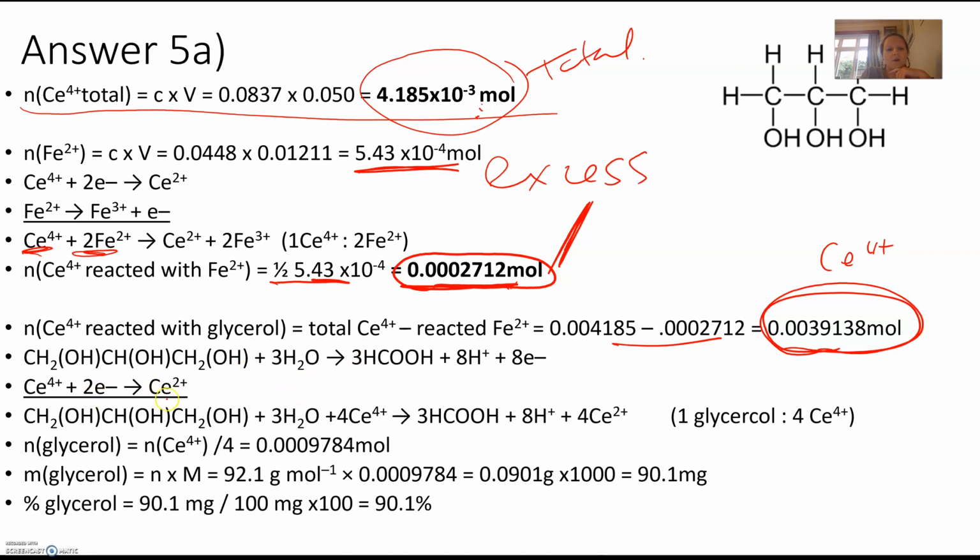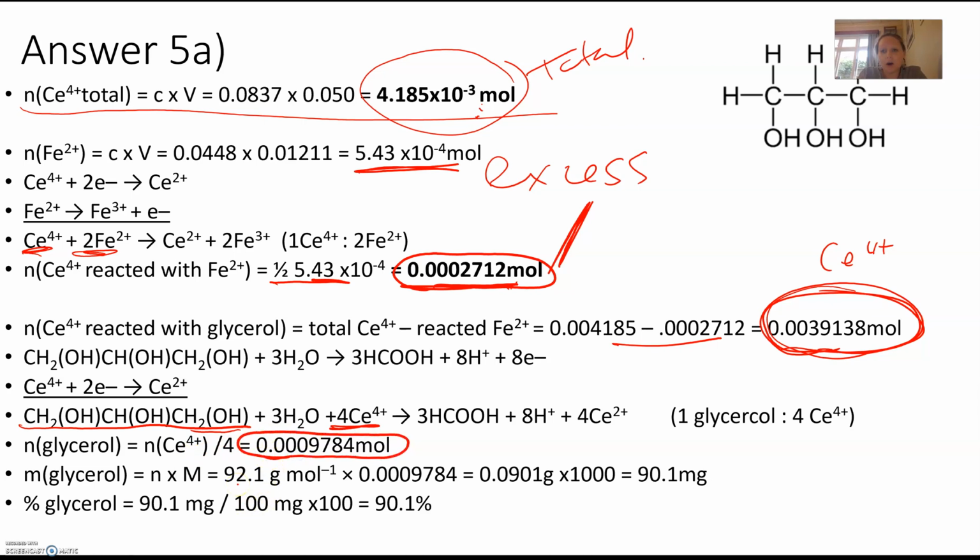And here's the half equation for the Ce4+. We need to balance that out. You've got 8 electrons and 2, so we need to times this bottom one by 4. And you can see here this is 1 glycerol to 4 Ce4+. And we've got the amount of moles of Ce4+. So to work out the number of moles of glycerol, we have to divide it by 4 because it's a 1 to 4 ratio. Once we've done that, the number of moles of glycerol is this.